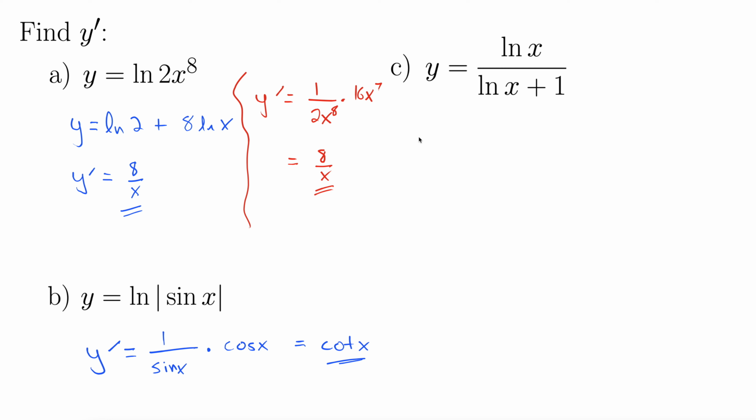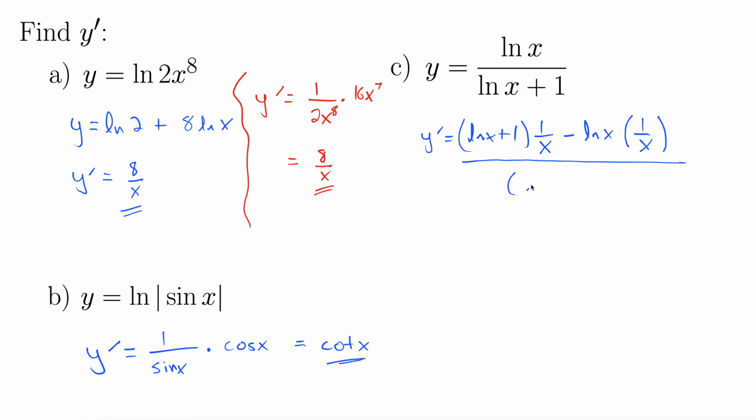So here we go. Y prime then is low d high, so natural log x plus 1, low, times the derivative of the high, d high, natural log x. When you take the derivative of that, you get 1 over x, minus high, natural log x, times the derivative of low, d low. Derivative of natural log x plus 1 is 1 over x again, all over the square, natural log x plus 1 quantity squared.